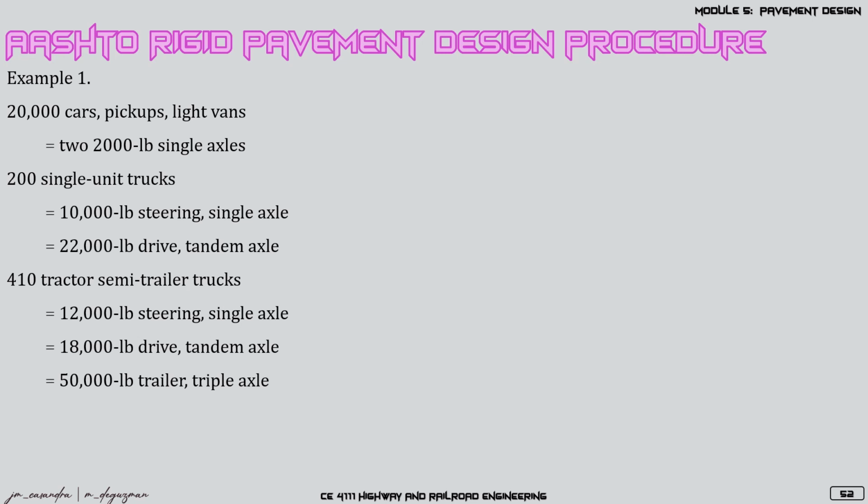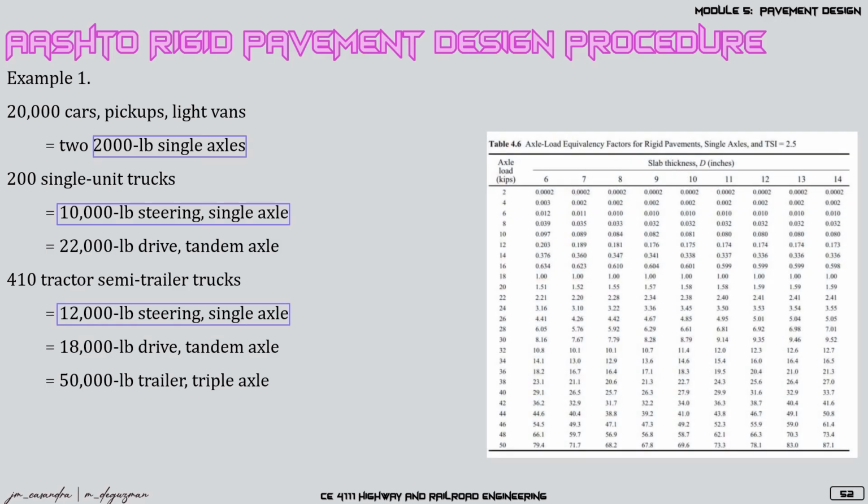Similar to the flexible pavement design, we start off again by identifying our equivalency factors for each of our vehicles. In this case, all of our vehicles consist of single axles, so we are going to use Table 4.6, which is our equivalency factor for rigid pavements for single axles with a PSI of 2.5.